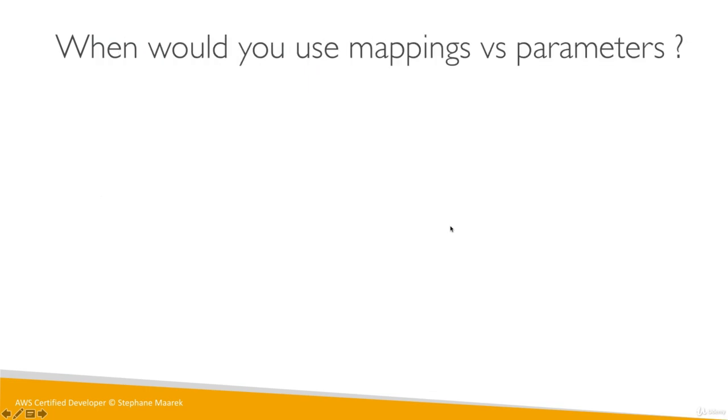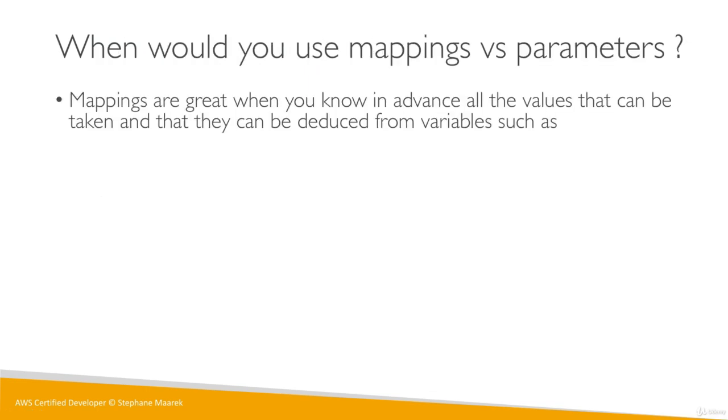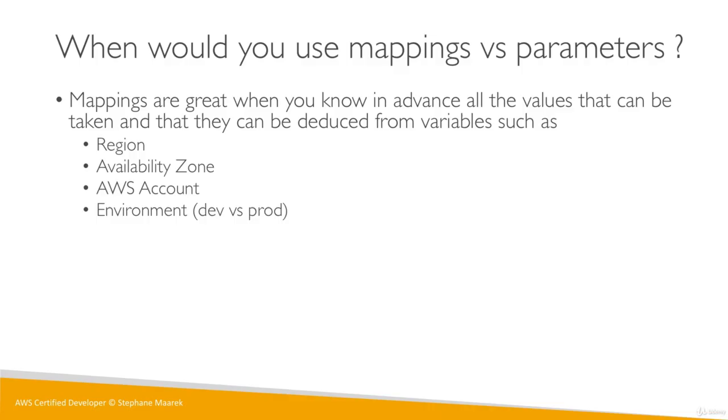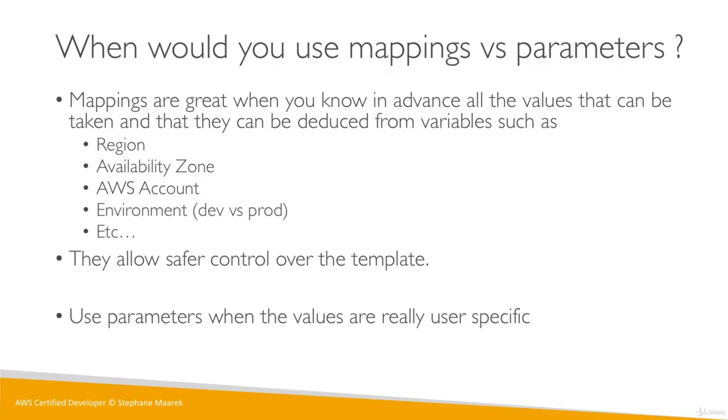So when do we use mappings and parameters? Well, mappings are great when you know in advance all the values that can be taken. So for example, AMI ID. And so you can deduce them from variables such as region, AZ, AWS account, environment, etc., whatever you can think of. To me, they allow safer control over the templates. But if you need the values to be really user specific and the user should input a value and you don't know in advance what it can be, then you should use the parameters.